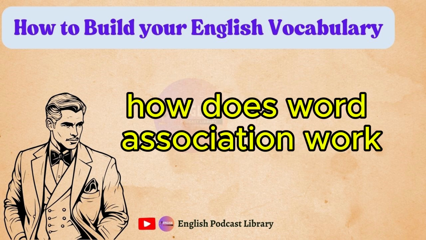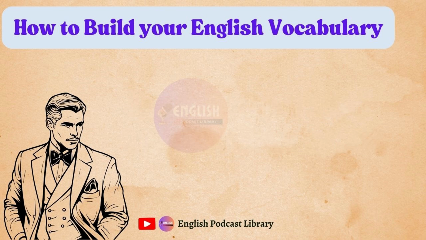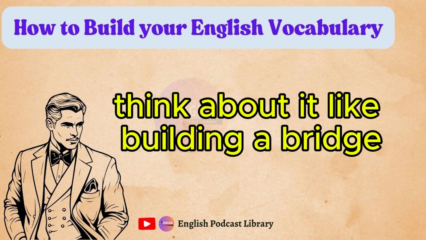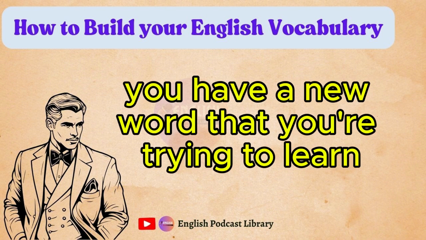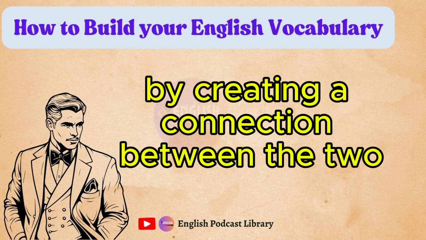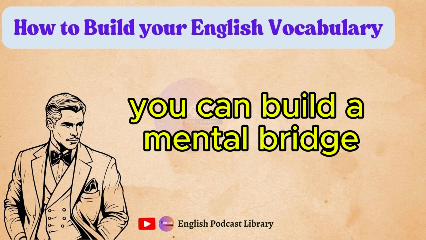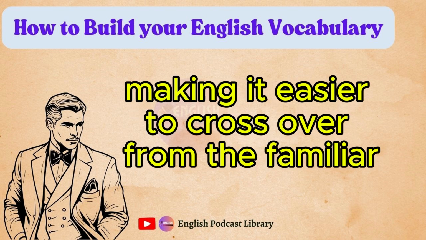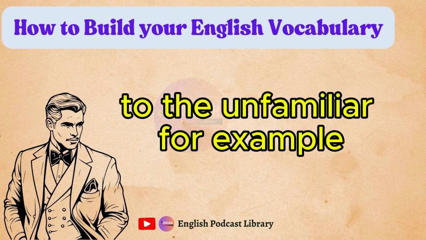How does word association work? Think about it like building a bridge. On one side, you have a new word that you're trying to learn. On the other side, you have words that you already know. By creating a connection between the two, you can build a mental bridge, making it easier to cross over from the familiar to the unfamiliar.